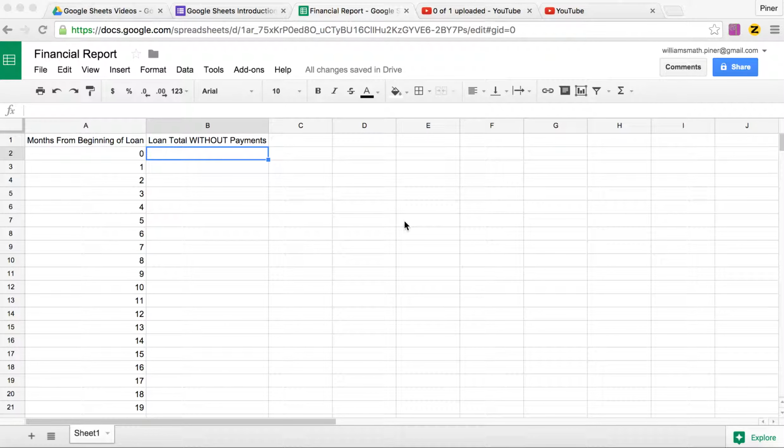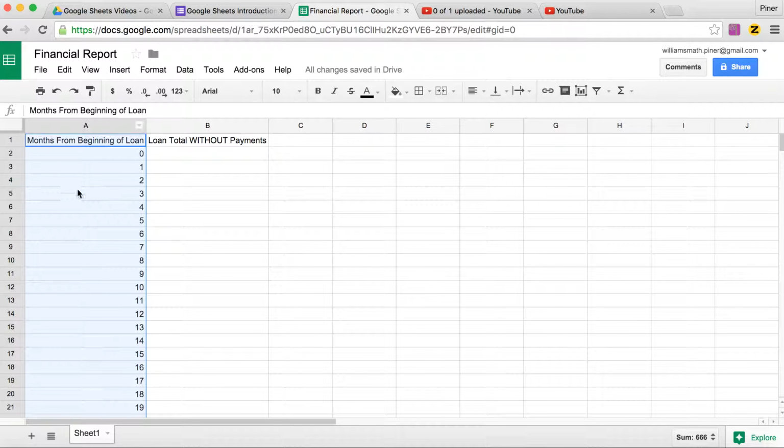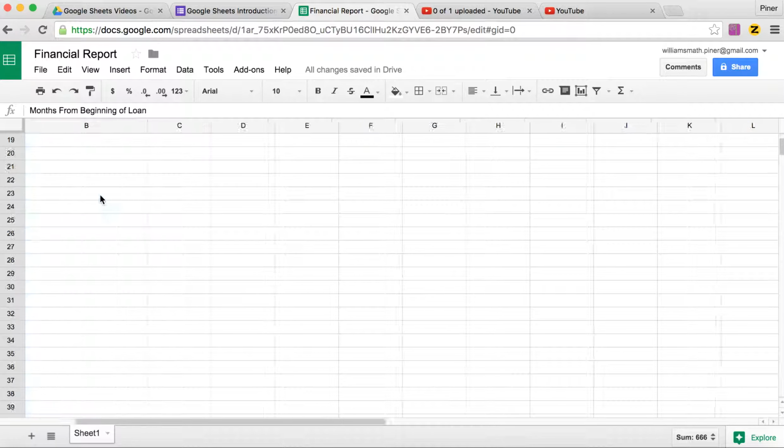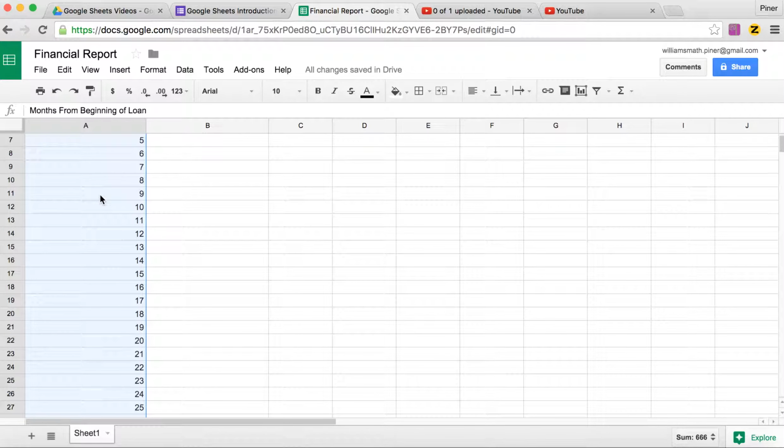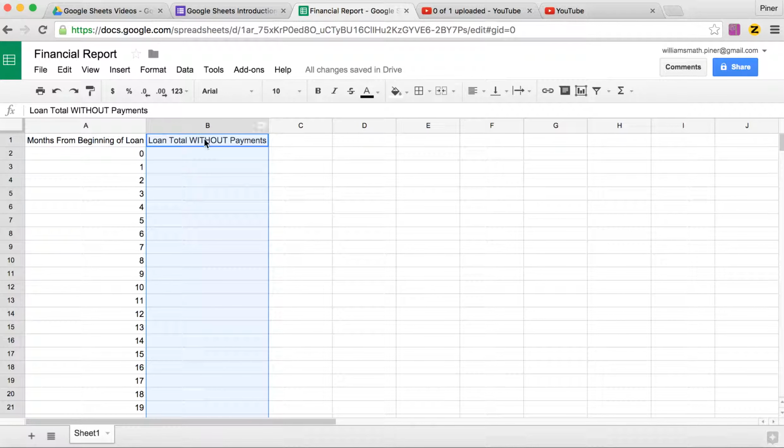Now let's see how our recursion process can help us to work with loans. You have your column for months from beginning of loan, and you've got it populated with months 1 through 36. Make a new column, column B, or just move over to column B, and title this one Loan Total Without Payments. In this column, we're going to find out how much your loan would have gotten to if you weren't paying into it.